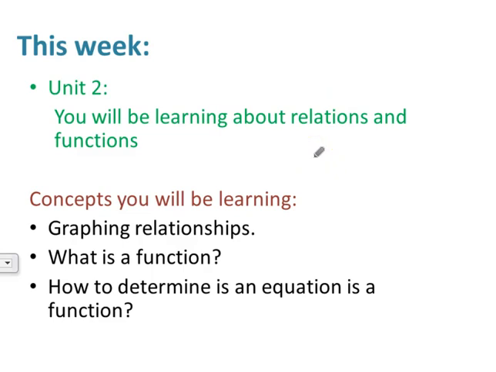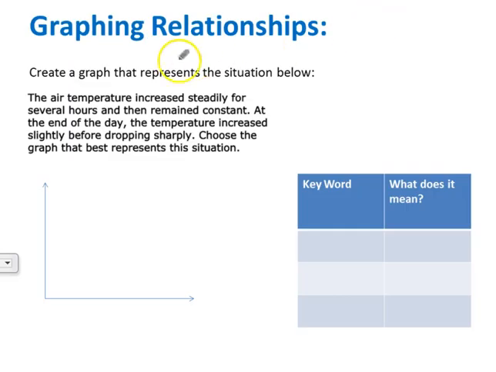All right, so as I mentioned, jumping into Unit 2 this week, and in Unit 2, we're going to be learning about relations and functions. So this week, specifically, you're going to be learning how to graph relationships. So Unit 2 is about relations, I mentioned. So how can we graph relationships or situations? We're going to learn this week what is a function, as well as how to determine if an equation is a function. So let's jump right in and take a look at graphing relationships.